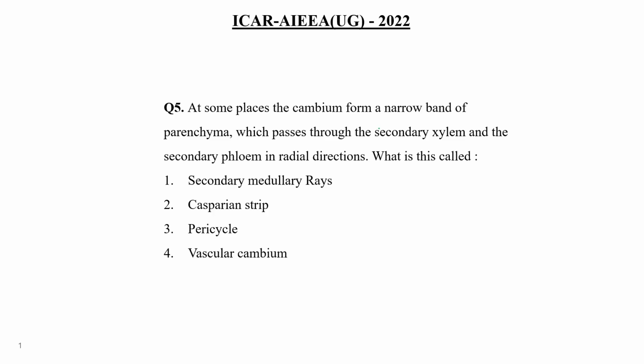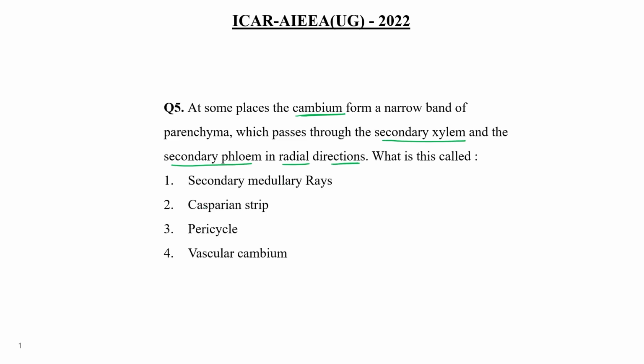Next, at some places, the cambium forms a narrow band of parenchyma which passes through the secondary xylem and secondary phloem in radial direction. What is this called? This cambium is related to secondary growth, or development of cambium, right?